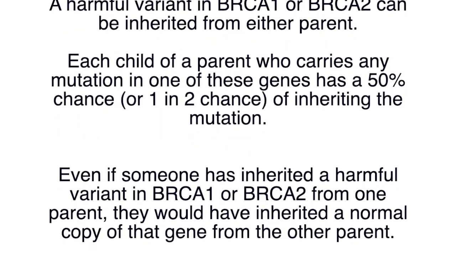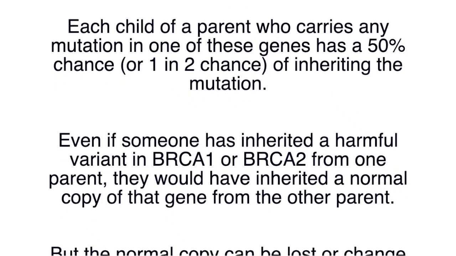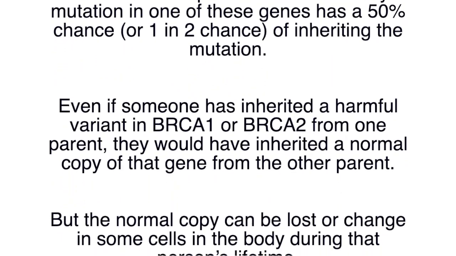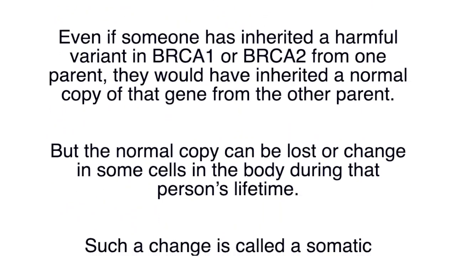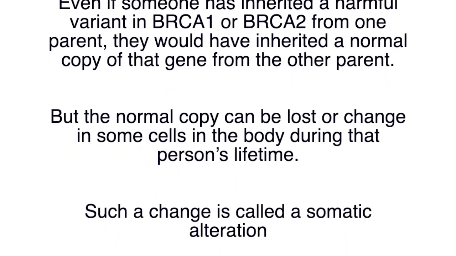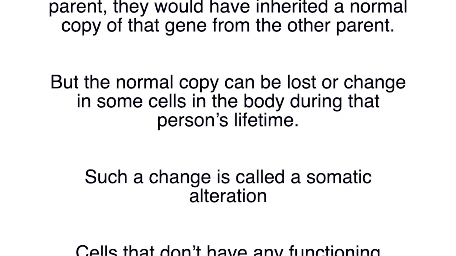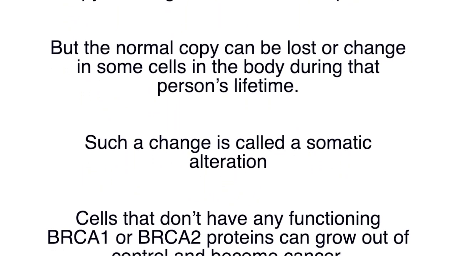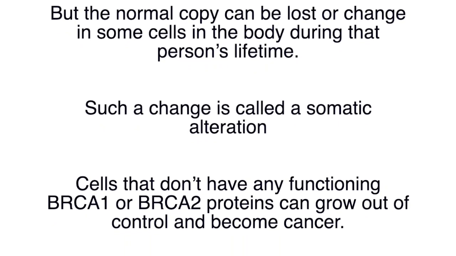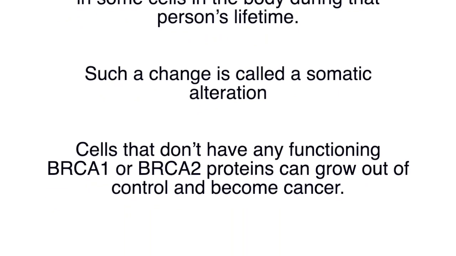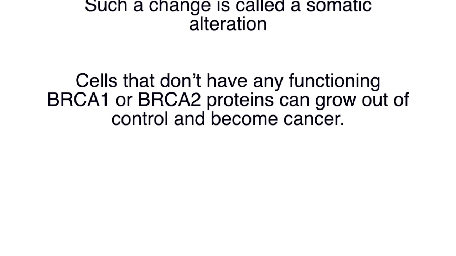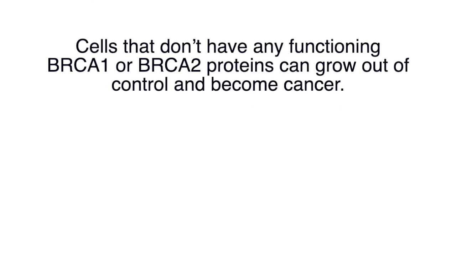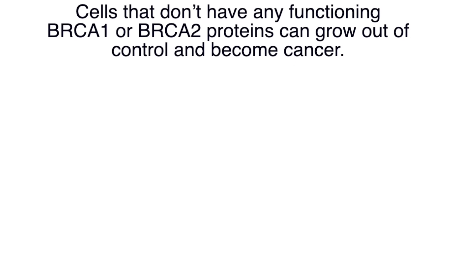A harmful variant in BRCA1 or BRCA2 can be inherited from either parent. Each child of a parent who carries any mutation in one of these genes has a 50% chance, or 1 in 2 chance, of inheriting the mutation. Even if someone has inherited a harmful variant in BRCA1 or BRCA2 from one parent, they would have inherited a normal copy of that gene from the other parent. But the normal copy can be lost or changed in some cells in the body during that person's lifetime. Such a change is called a somatic alteration. Cells that don't have any functioning BRCA1 or BRCA2 proteins can grow out of control and become cancer.